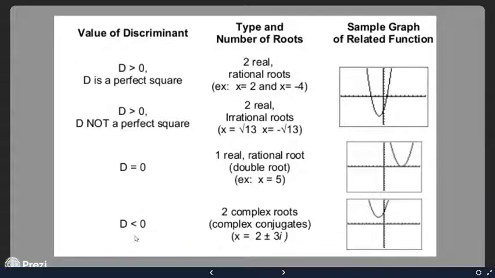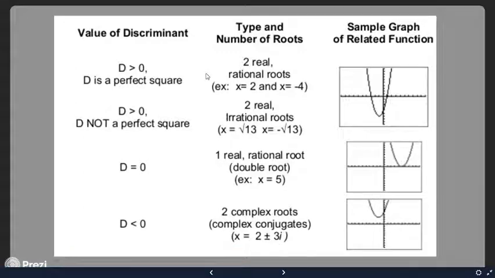So if you end up with a negative number as your discriminant, you will have a negative sign under your square root, which means you're going to have two complex roots, or two imaginary roots. Okay, so something like 2 plus 3i and 2 minus 3i.